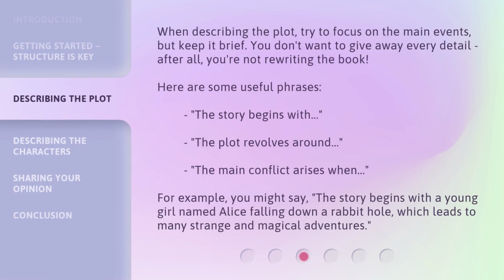When describing the plot, try to focus on the main events, but keep it brief. You don't want to give away every detail. After all, you're not rewriting the book. Here are some useful phrases. The story begins with, the plot revolves around, the main conflict arises when. For example, you might say, the story begins with a young girl named Alice falling down a rabbit hole, which leads to many strange and magical adventures.